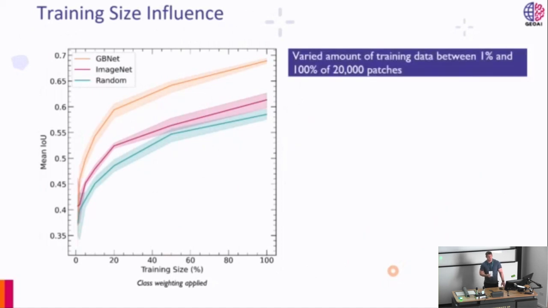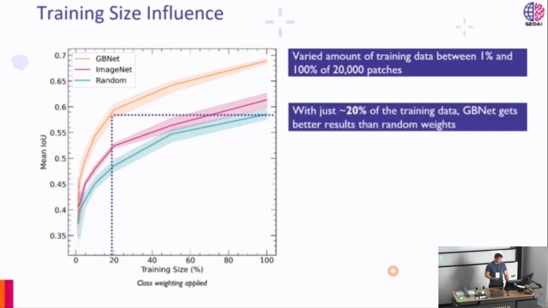We also looked at the influence of the data, so varying the amount of training data available to the model. So we've got 20,000 patches in total, so we looked at what the impact of having just 1% of the data up to 100% of the data would have on the models. There's some interesting figures here.